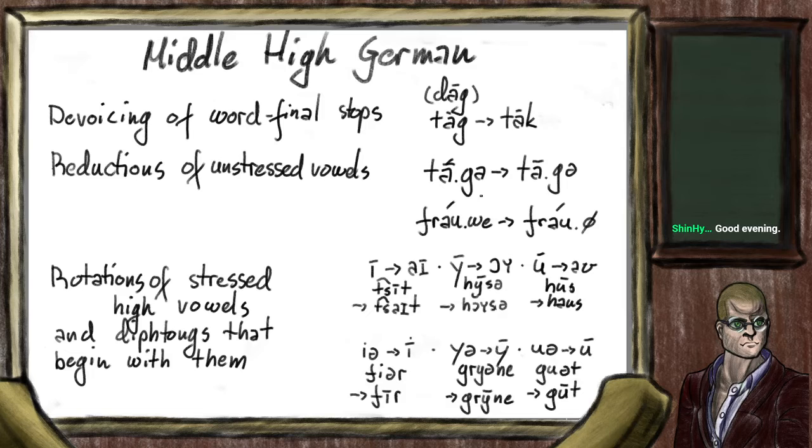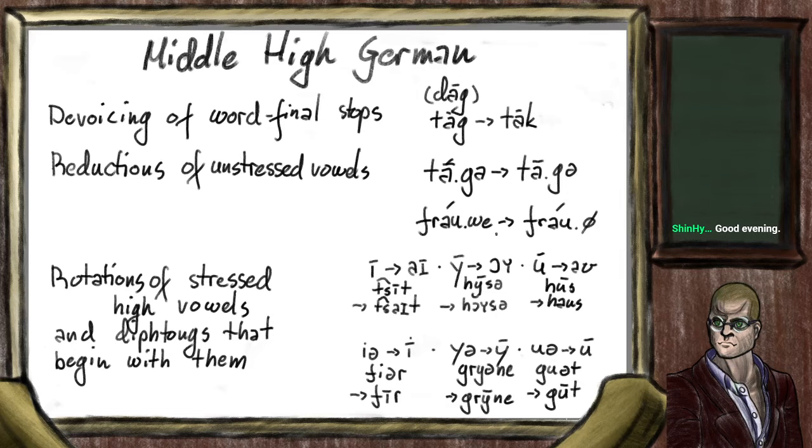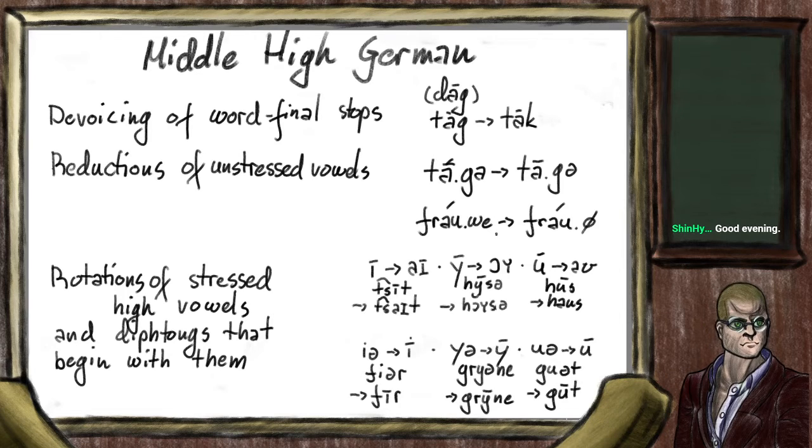And in some cases the vowel ends up disappearing entirely. In the example of Fraue, the W disappears entirely and becomes only Frau. You can hear Fraue in some Dutch dialects, even to this day.